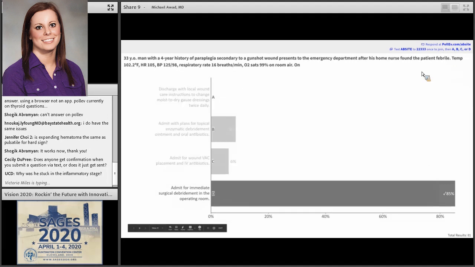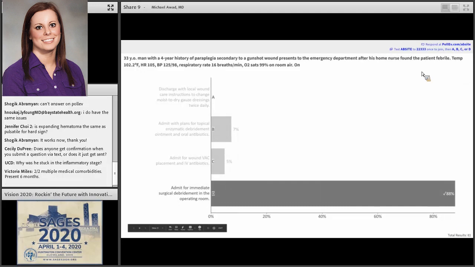Good. So this patient is showing signs of sepsis. And as we know, the Surviving Sepsis campaign, the most important tenet is source control. So this patient needs wide debridement of their decubitus ulcer to make sure that their infection is addressed.